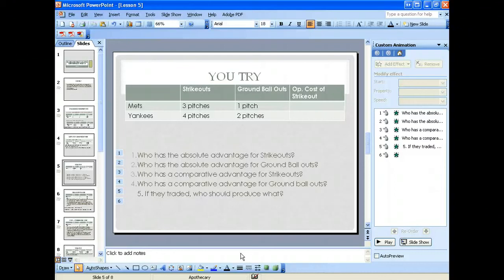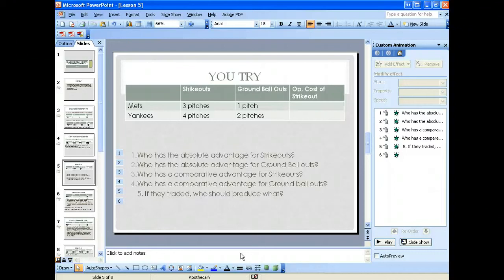In question 2, it says, who has the absolute advantage in ground ball outs? Well, again, the Mets only use 1 pitch. The Yankees use 2 pitches. So again, the Mets have the absolute advantage. In other words, the Mets are getting the outs with less resources than the Yankees are. So they have an absolute advantage in both.